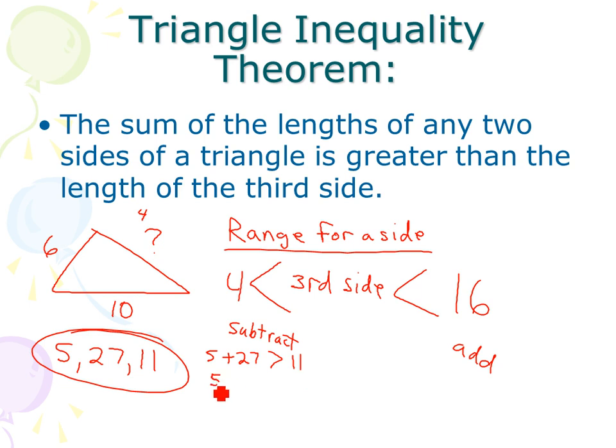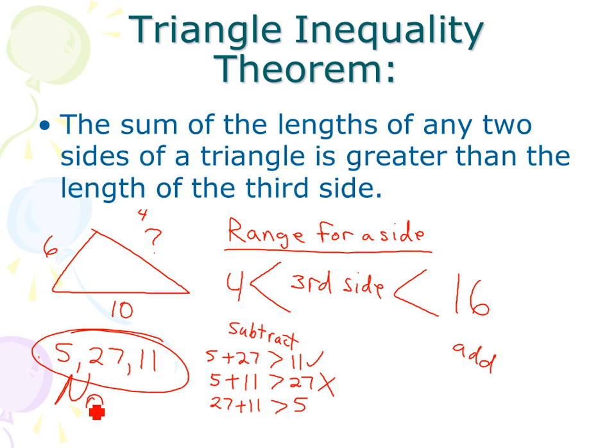5 plus 11 is greater than, what's the third side? 27. And then 27 plus 11 is greater than 5. You got to check all 3 of those. If it works for all 3 of those, then it could form a triangle. If it doesn't, then it can't. Is 5 plus 27 greater than 11? Is 5 plus 11 greater than 27? So what do we know about these? Is there any triangle in this world that ever has sides of length 5, 27, and 11? No, doesn't work.